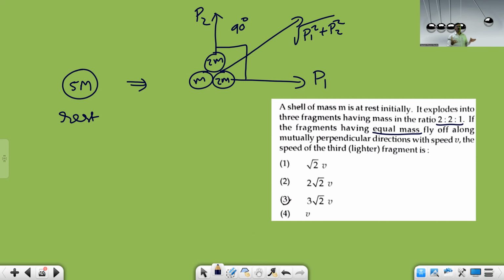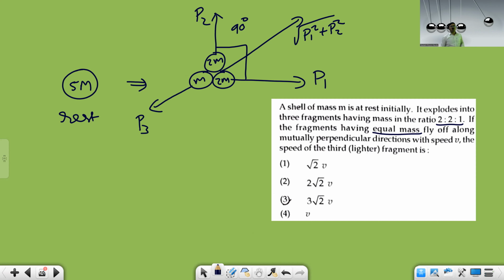Why? Bomb explosion. A shell of mass m is initially at rest and explodes. Explosion is an internal force. Internal force does not affect the momentum of the system. Total momentum of the system will remain constant. That is the law of conservation of linear momentum. Unless some external force is acting, the momentum is not going to change before and after the impact. So I can write here, the third mass will be moving exactly opposite to that.